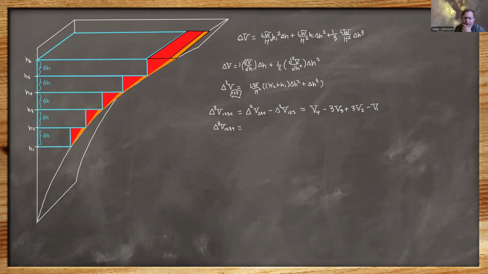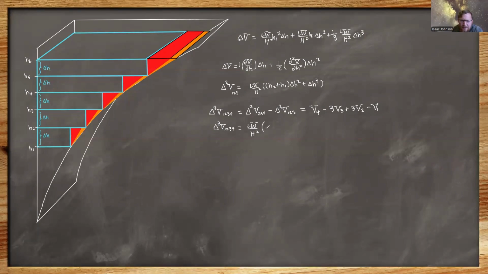We know it for 1 to 2 to 3. So what would we shift in here to make it 2 to 3 to 4? Just change H2 and H1 to H3 and H2. And honestly, up here, we probably could have done this. I feel bad I didn't. We could have written H2 as H1 plus delta H. But it's not the end of the world.